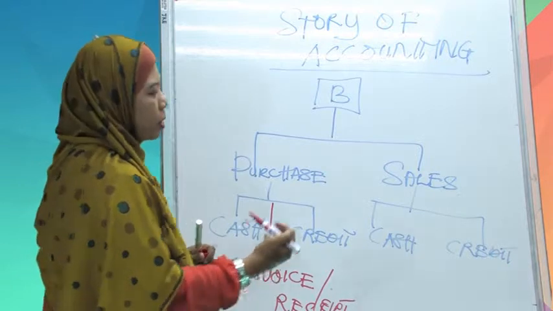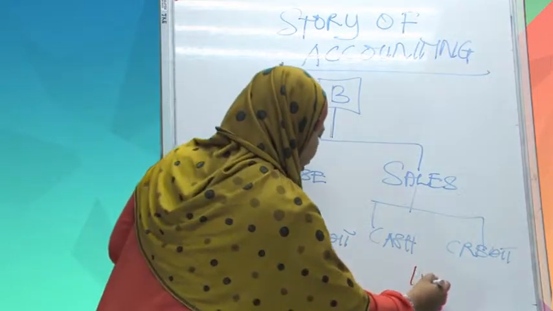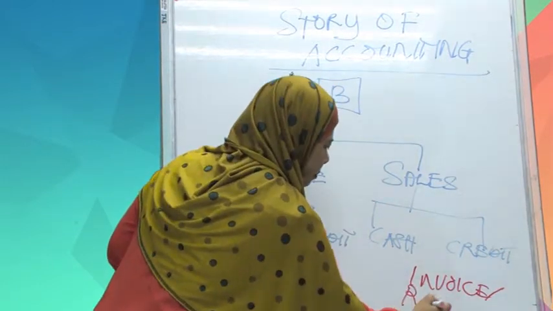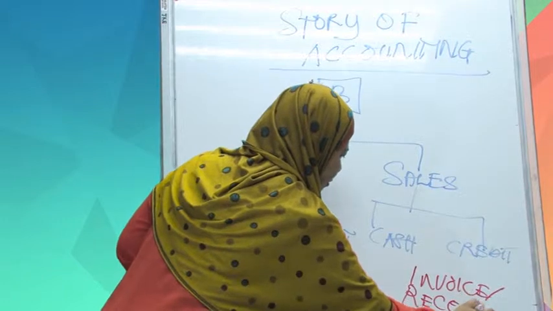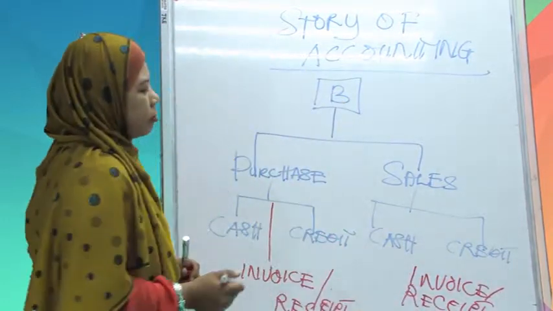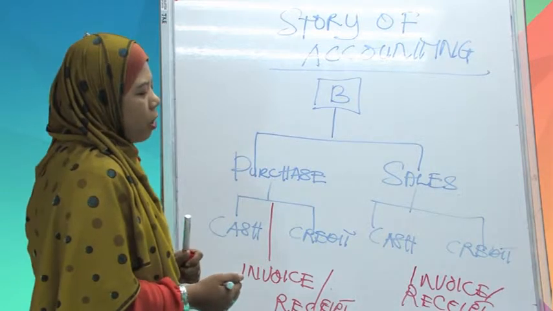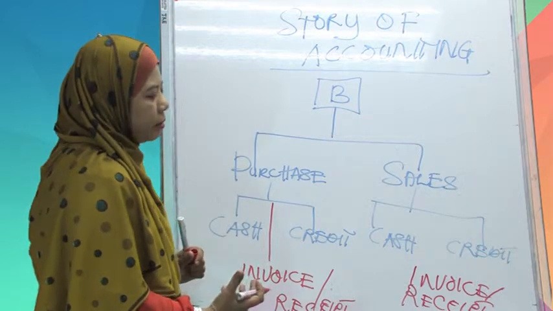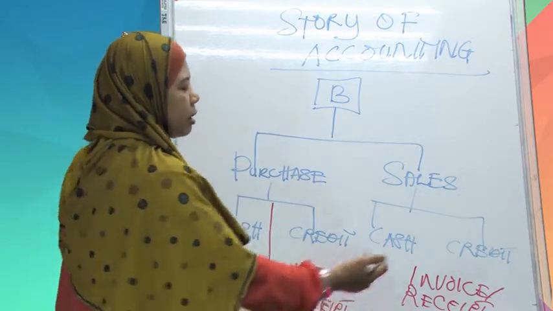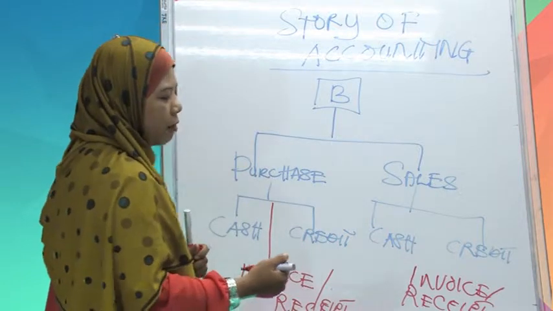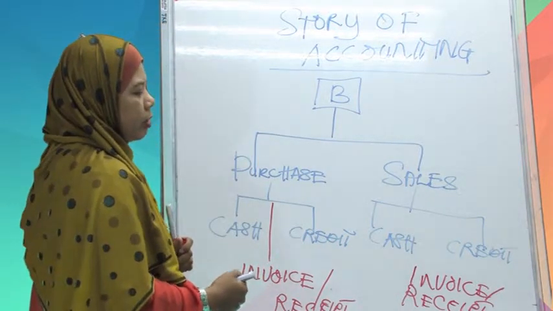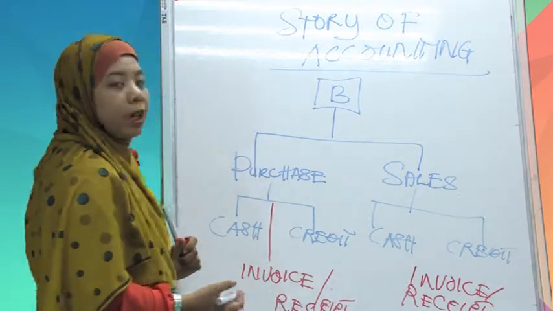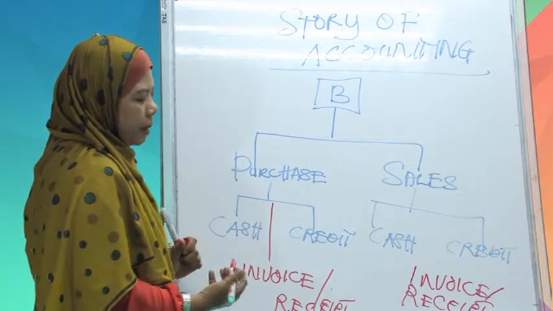Source documents for sales also are invoice and receipt. For sales, the invoice is the invoice we send, for example, to the debtor or customer. Then for cash sales, we have a receipt. So we give the receipt to the customer or debtor.